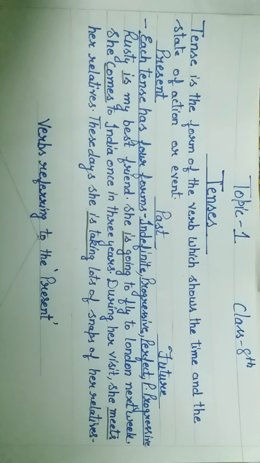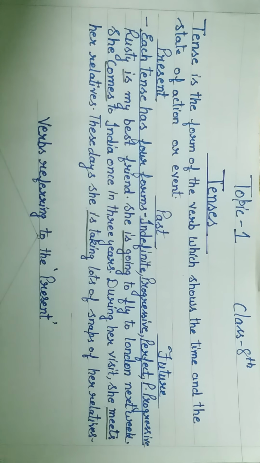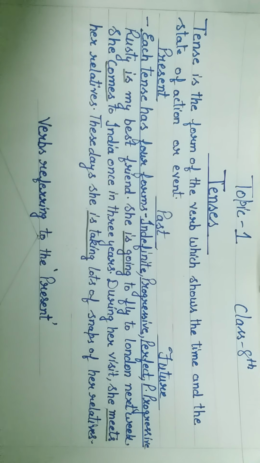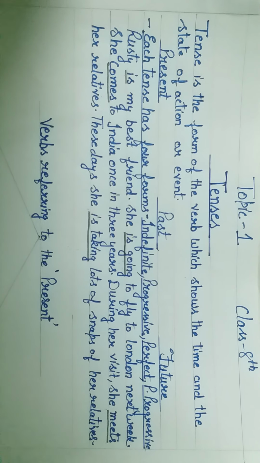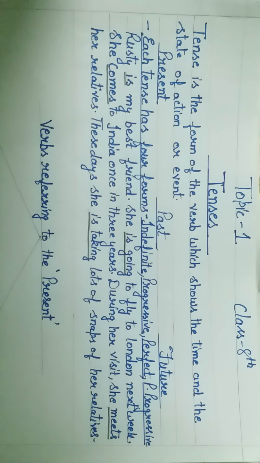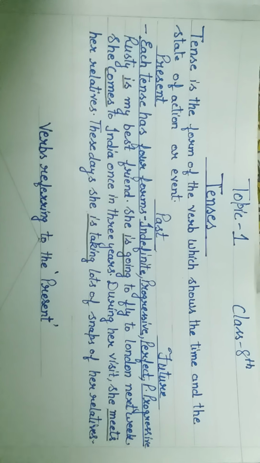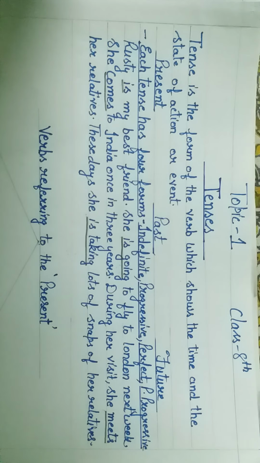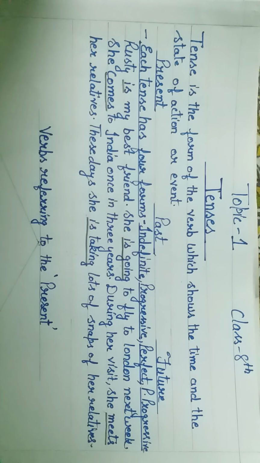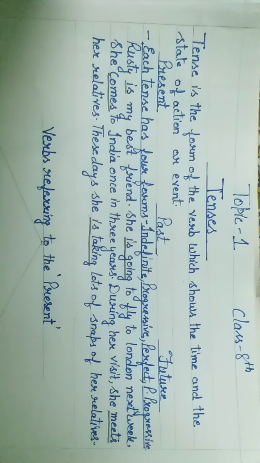What is a tense? Tense means time of action. In other words, we can say tense is the form of the verb which shows the time and the state of action or event. This means it is the form of the verb which tells us about the time of action. When the action is happening, when does the action happen, whether it is present, past, or future.